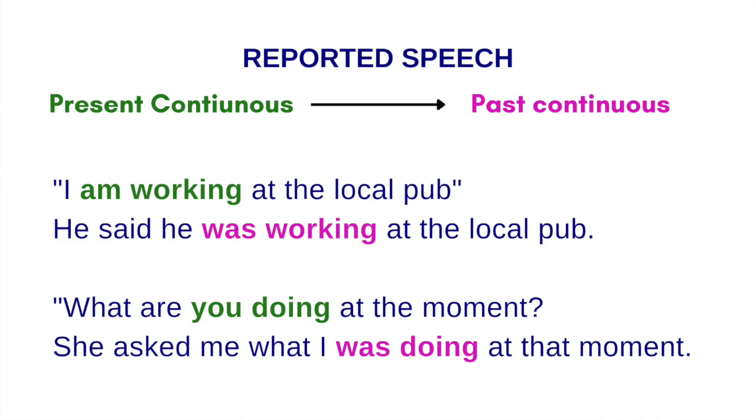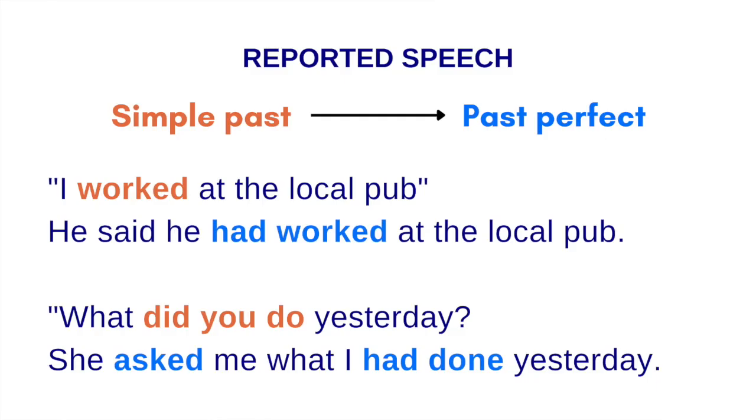Okay, let's continue. The simple past goes to the past perfect. I worked at the local pub. He said he had worked at the local pub. So we're using the past perfect tense here. What did you do yesterday? She asked me what I had done yesterday. Okay, so those are examples of when we're using the simple past and the past perfect.